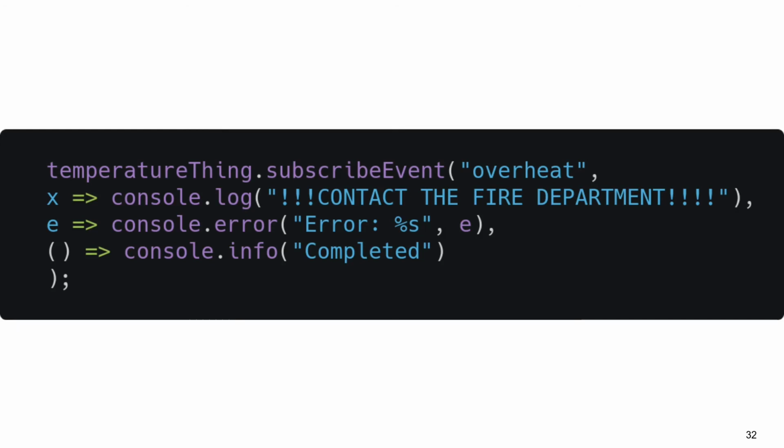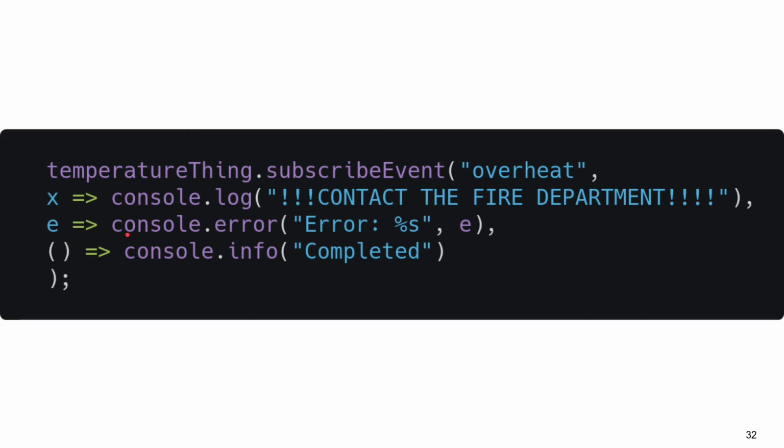And then we can also implement the event subscription. To do so, we call the subscribe event on the temperature thing object, and then we subscribe to the overheat event. Here you will see what happens if the event is received. This is in case of error, and this is called when the subscription is finished, like canceling it, or the thing goes offline, or similar.